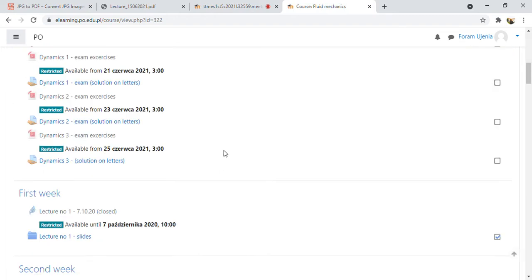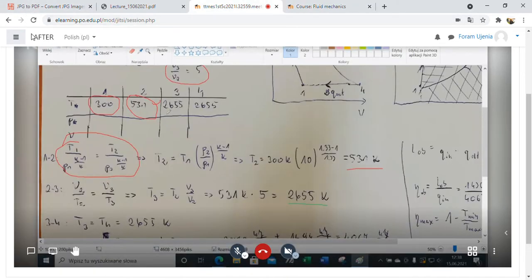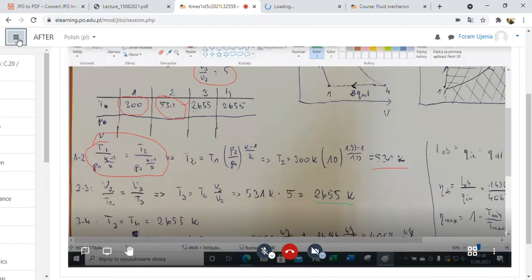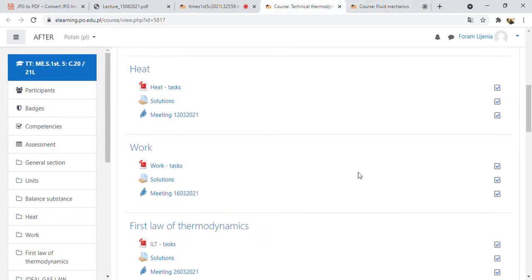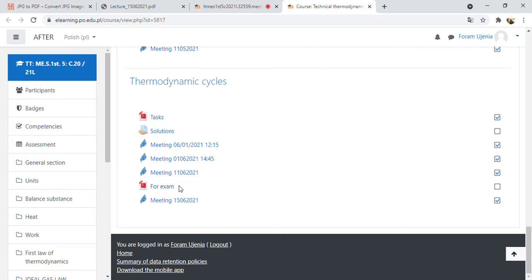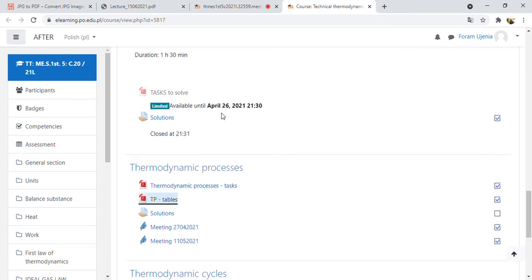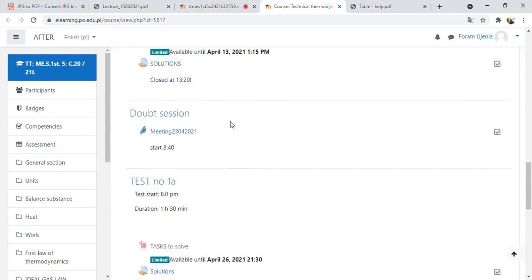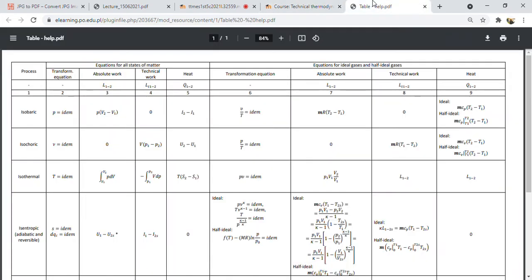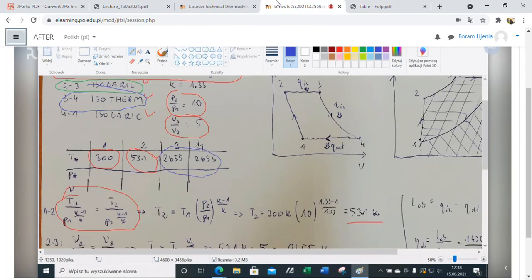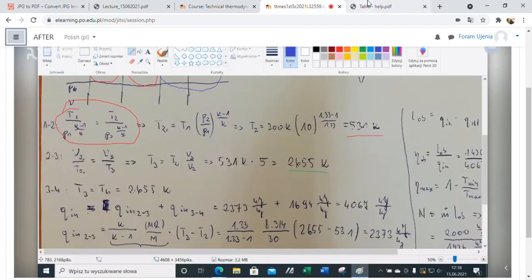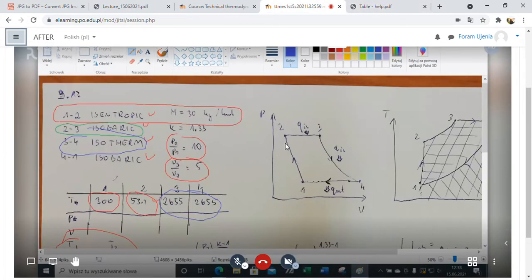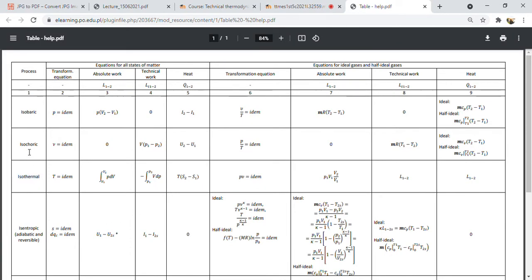Oh, it's quite a huge temperature. It's over 2500, so really great temperature. Then we know that between 3 and 4, it's isothermic transformation. Yes. So the temperature at nodal point 4 has to be the same as at nodal point 3, like that. Okay. So now we know the temperatures.